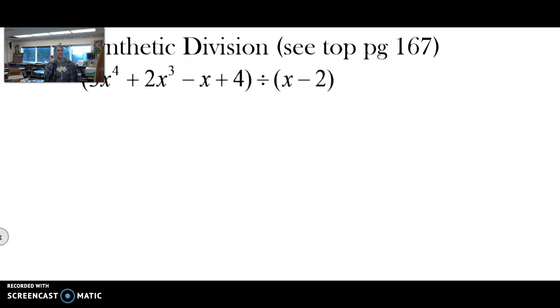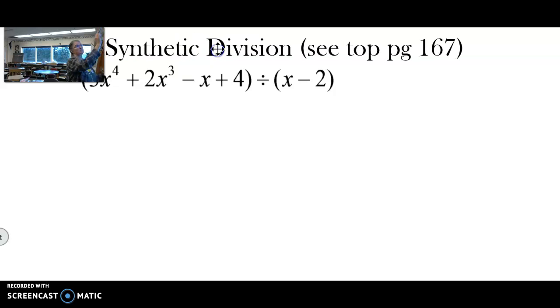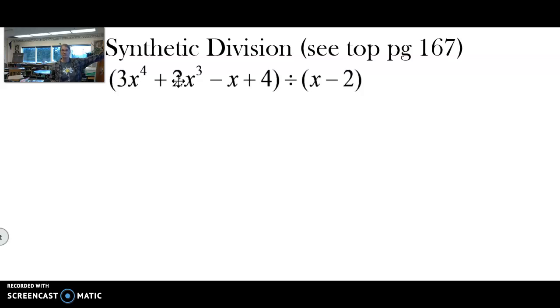Hey guys, so this is part 2 of lesson 3.3 for our Algebra 2 class. We're going to do polynomial division. We did long division already in part 1. This part we're going to do something called synthetic division. So first of all, what I'd like you guys to do is do this problem right here using long division, and then I'm going to show you how to do it using synthetic division.